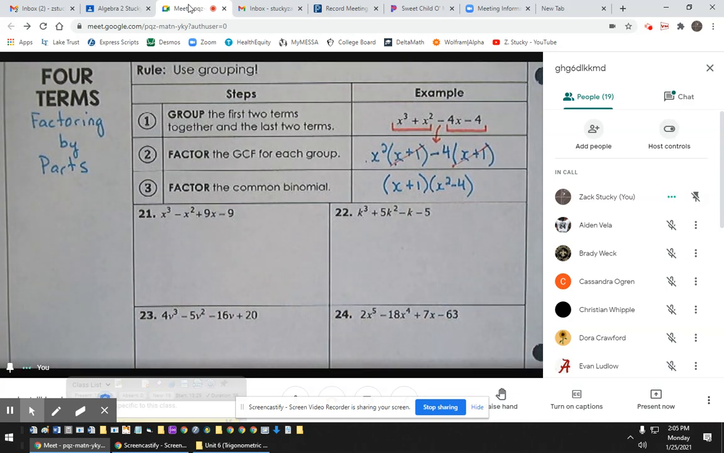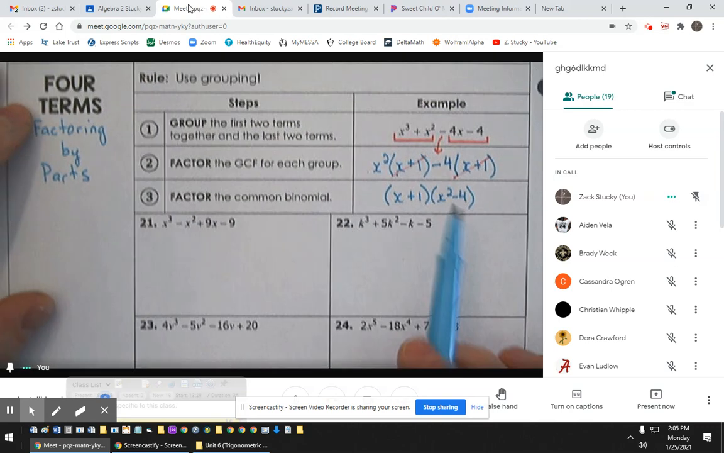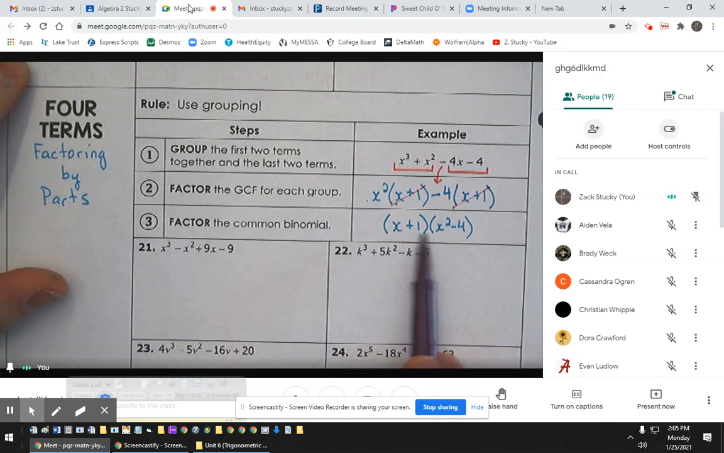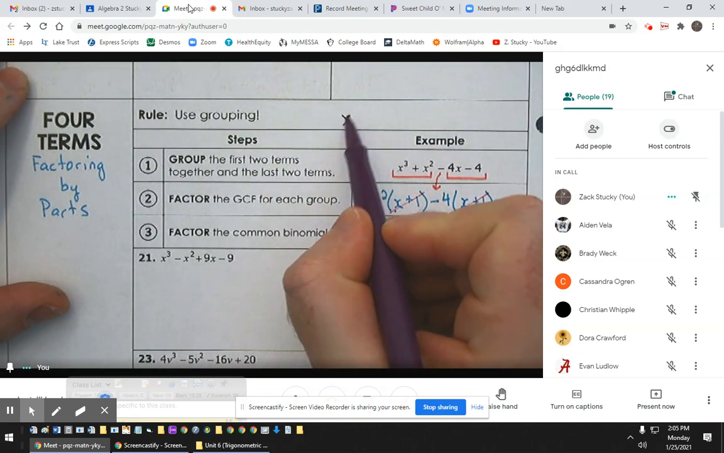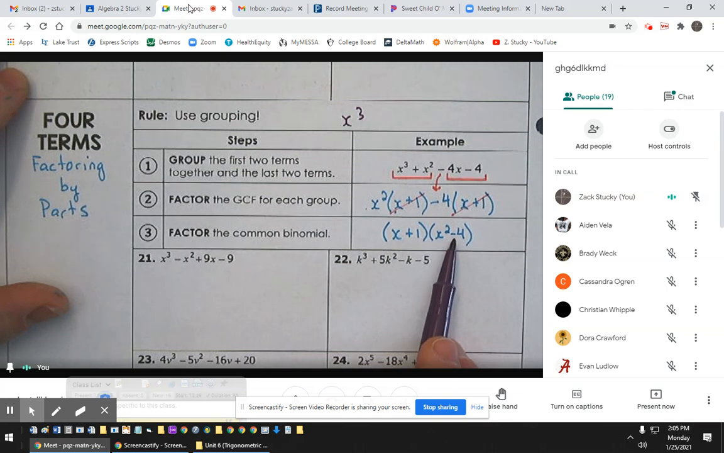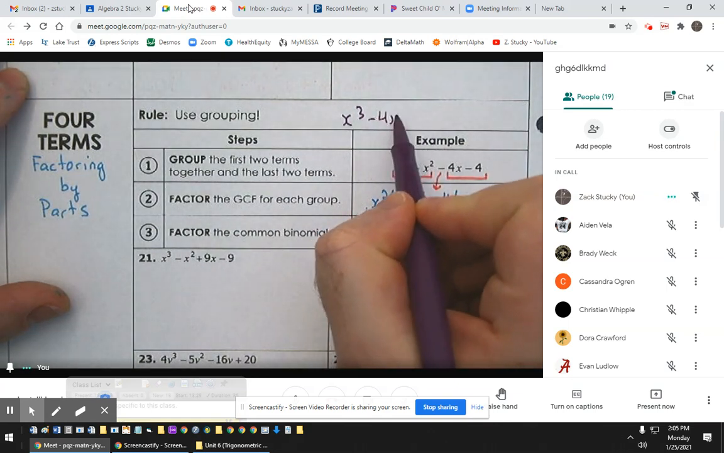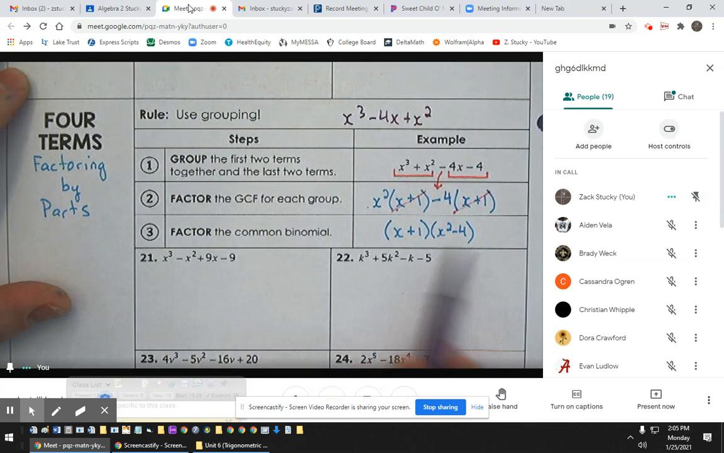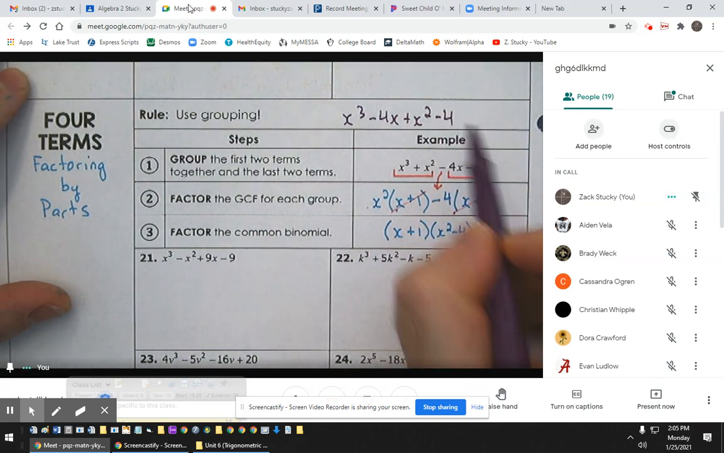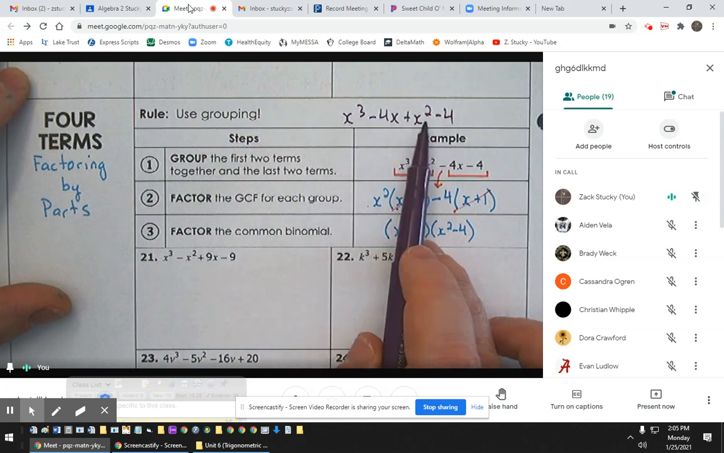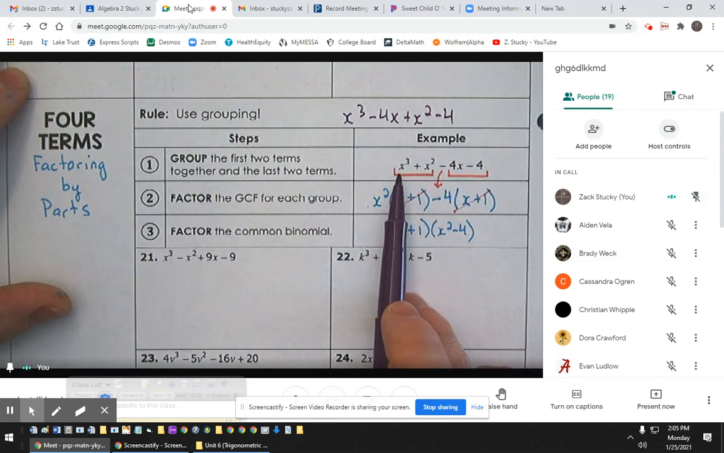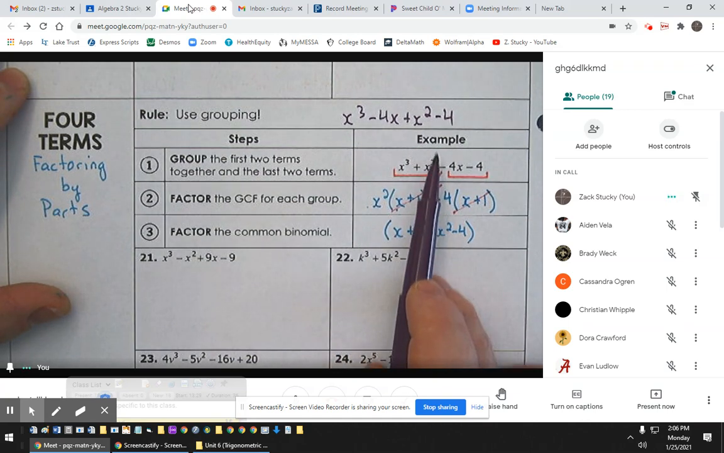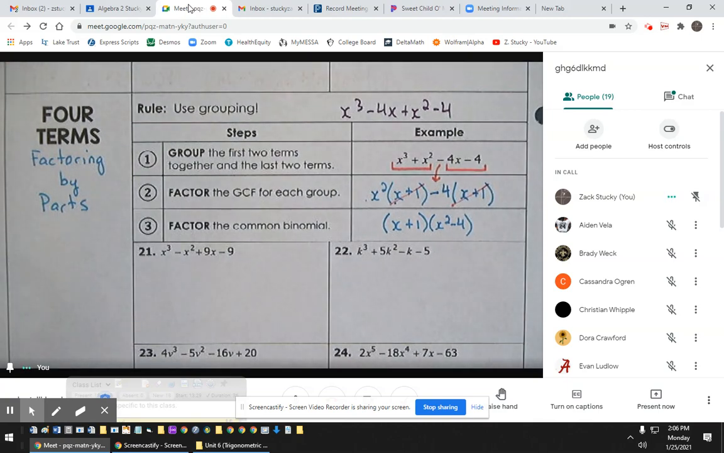What do you think? That's kind of weird. Now, if you don't believe me, I'm going to do a quick distribution to show you that this does work. Watch. What's x times x squared? X to the third. What's x times -4? What's 1 times x squared? What's 1 times -4? Now, this isn't in standard form, but they are all the same pieces. X cubed, x cubed. X squared, x squared. -4x, -4x. -4, -4. It's the same thing.